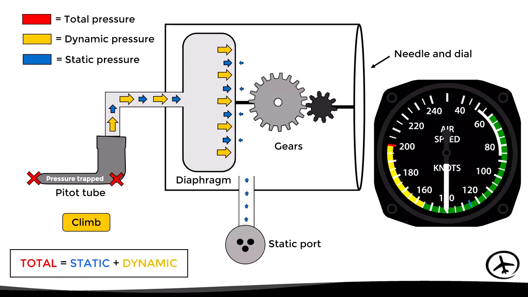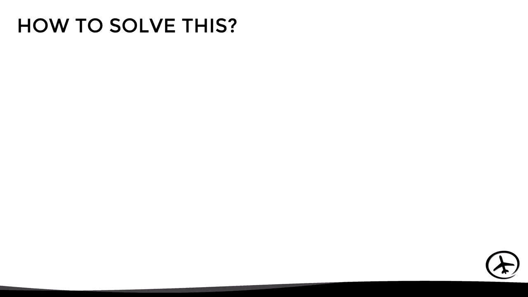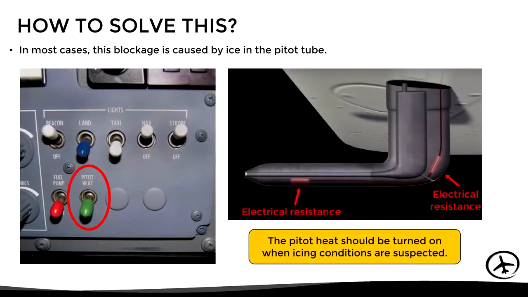This is why we say that in this type of blockage, the instrument will act as if it were an altimeter. Now, once a pitot blockage has been identified, the question is how to solve it. Well, in most cases, these blockages occur due to ice, so it is convenient to activate the pitot heat in order to melt the accumulated ice.